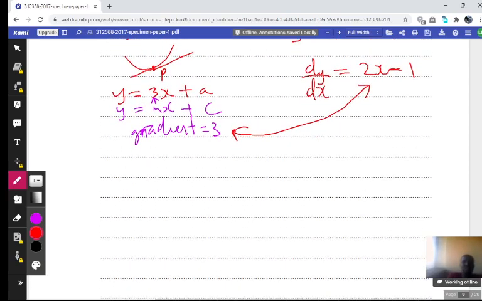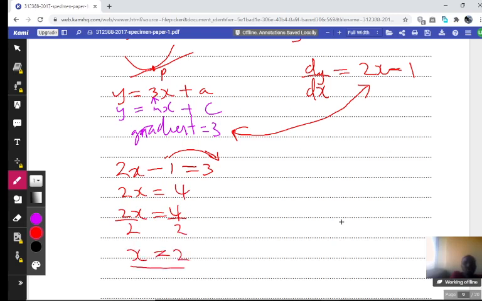If you equate them, then you find the x coordinate of the point where the tangent meets the curve. So 2x minus 1 is equal to 3. 2x is equal to 3 plus 1, because you transfer the 1 across, so it will be 4. Divide by 2, and you get x equals 2. So the x coordinate of P is 2.